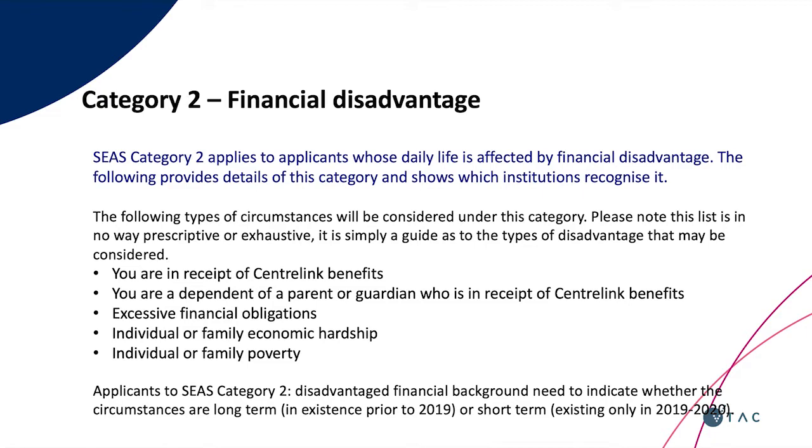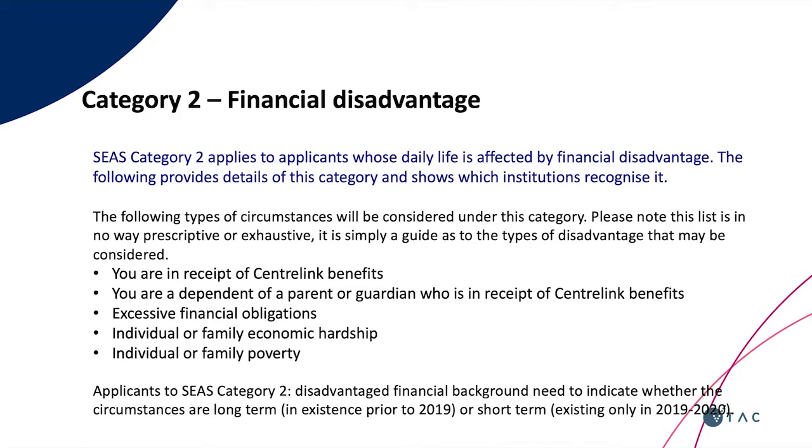You don't need to provide any further evidence because Centrelink have already recognised your disadvantage. If, however, your parents are in receipt of Centrelink payments, if you're the dependent of a parent or guardian in receipt of Centrelink benefits, then all you need to do is to be able to supply details of your parent, their relationship with you, and an example or evidence of a Centrelink payment that has been made. Now, you'll need to provide that kind of information, and it will be specified in your CEASE application exactly the details of those.